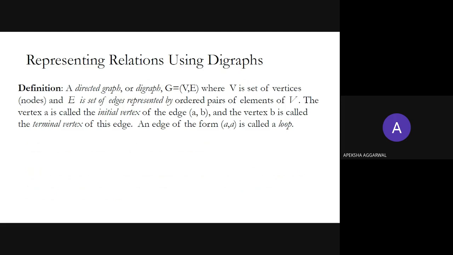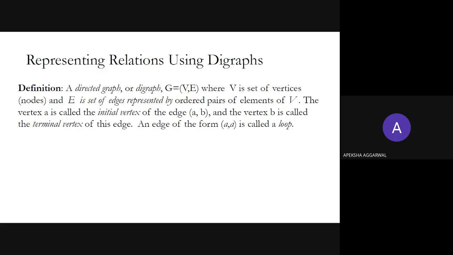Now, one representation we have seen, that was using matrices. Now, the second representation is using diagrams. Yesterday we saw diagrams, directed graphs, and we represented a poset, not a relation, as a diagram. So today let's see how to represent a relation using a directed graph.